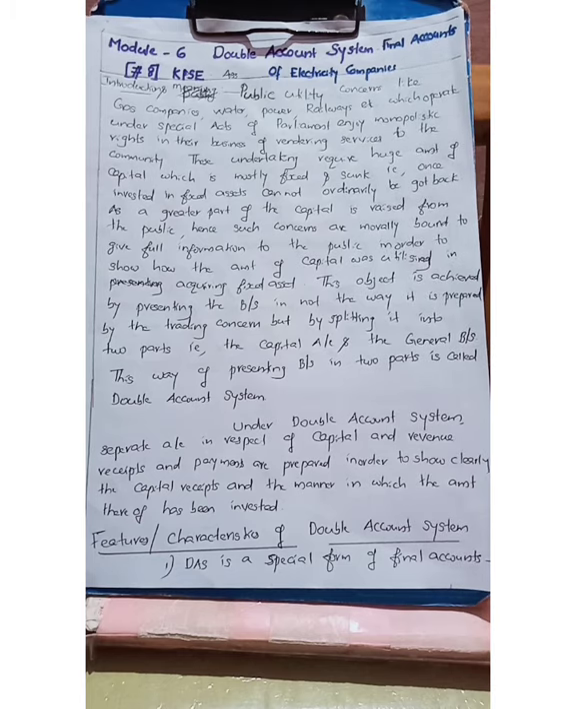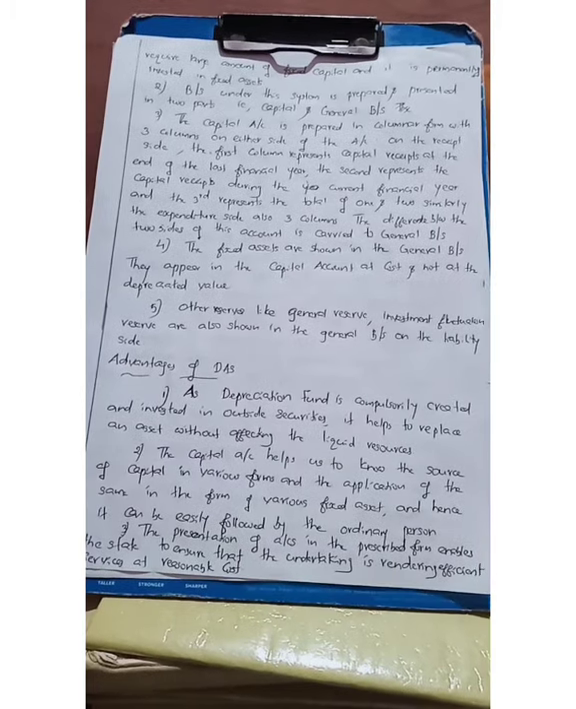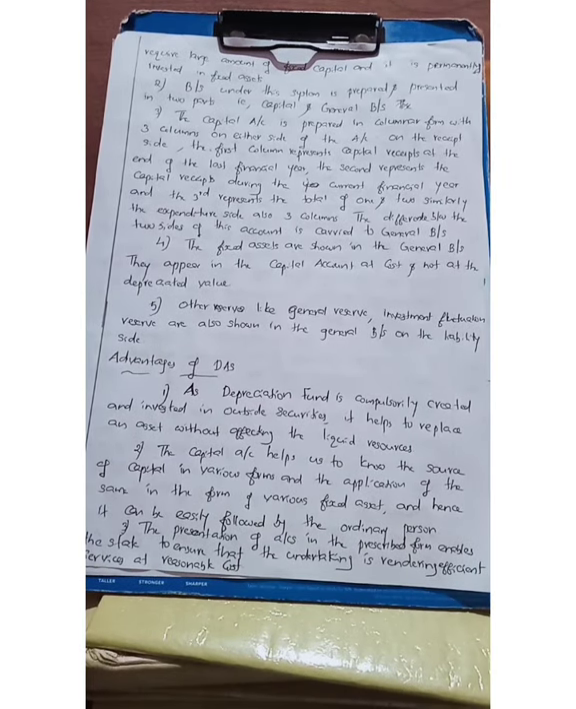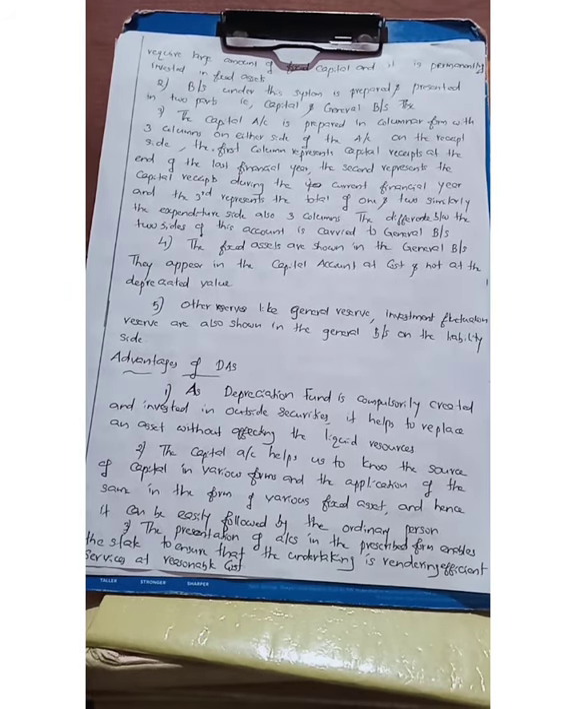Next I move to the features or characteristics of the double account system. Double account system is a special form of final accounts; it requires a large amount of fixed capital, which is permanently invested in fixed assets. As compared to other trading concerns, public utility concerns require huge fixed capital in order to acquire fixed assets. The second feature is that the balance sheet under this system is prepared and presented in two parts, that is the capital account and the general balance sheet.